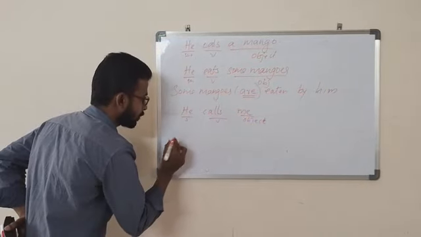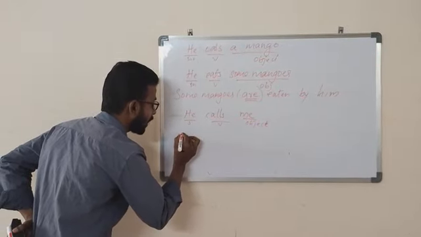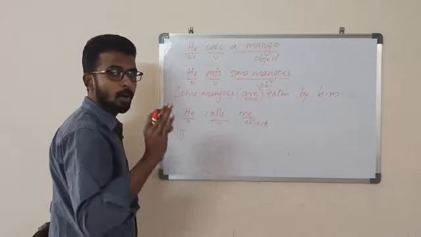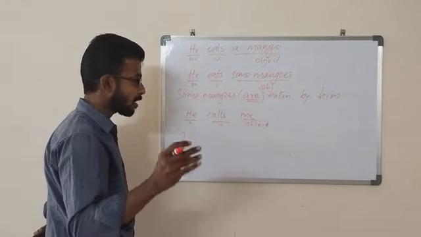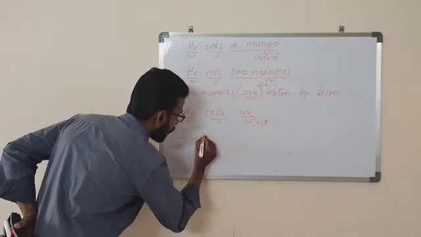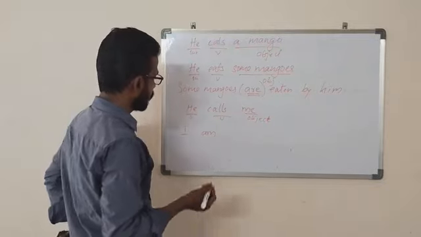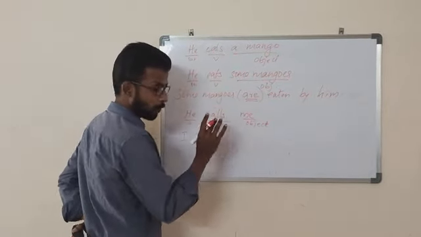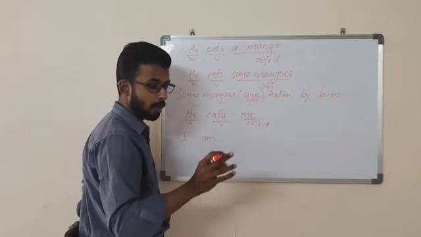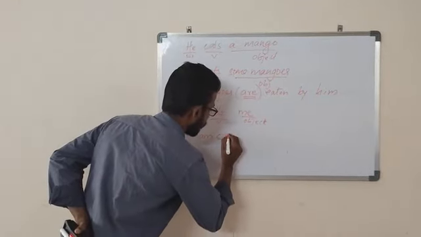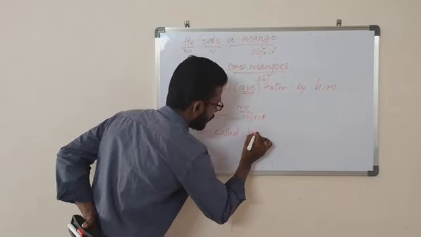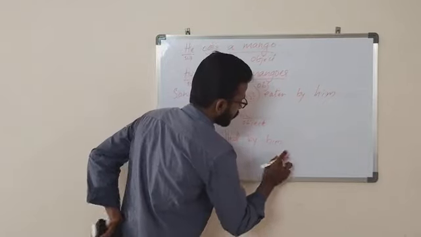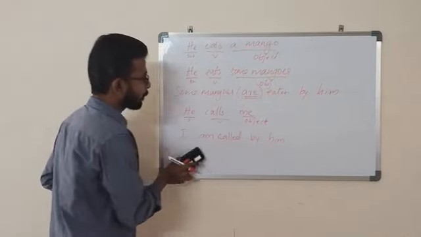So when the object comes to the subject position, "me" will change to "I." Then you should take one of the auxiliaries from the three, that means is, am, are. With "I," definitely "am" should follow. I am. Then V3 of the verb. What is V3 of the verb? Called. Called by. "He" will change to "him." So this is the pattern.